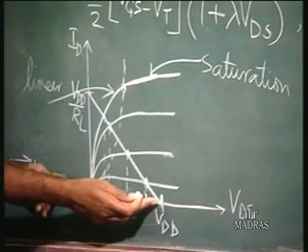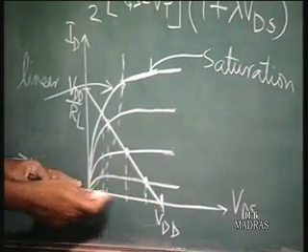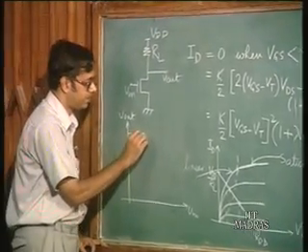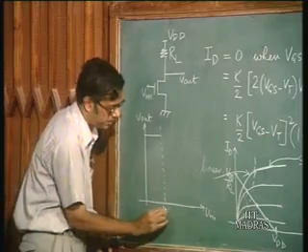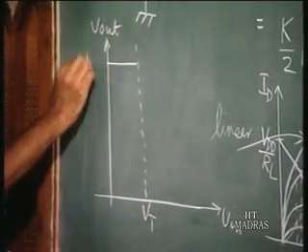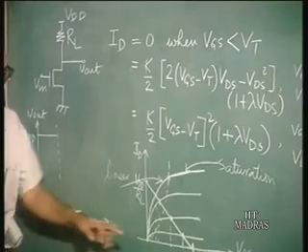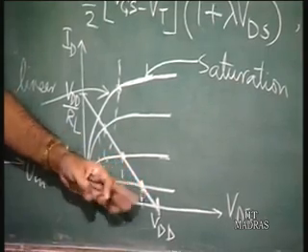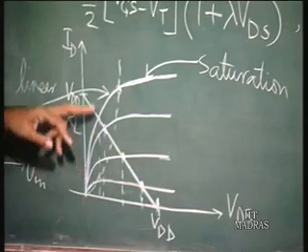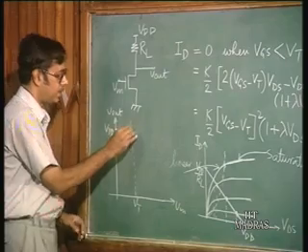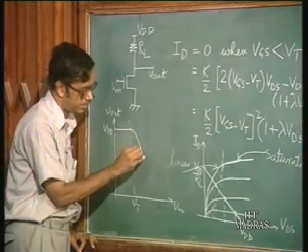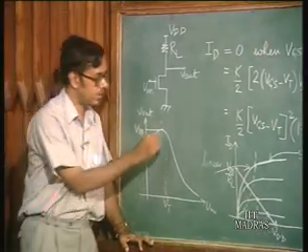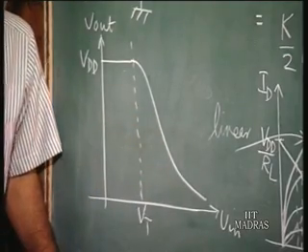So up to V in equal to VT, the output voltage is going to be equal to VDD. Up to input VT, output voltage is equal to VDD. And then what happens? As you go on increasing the input voltage above VT, the output voltage keeps falling. So the input output characteristic is going to be something like this. It falls like this.